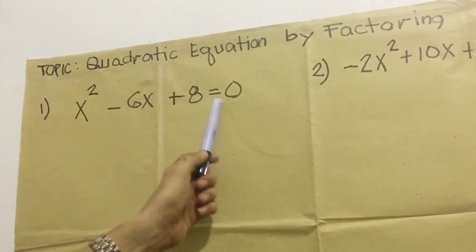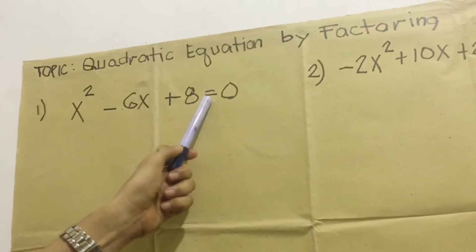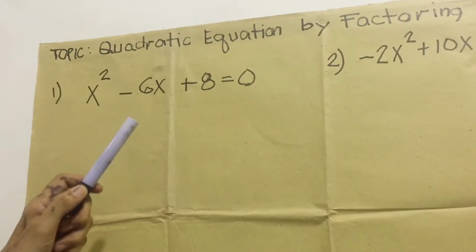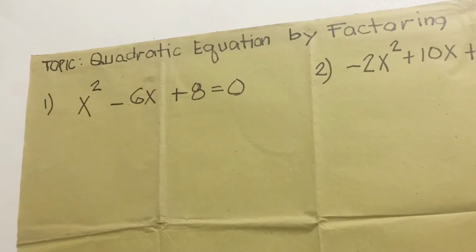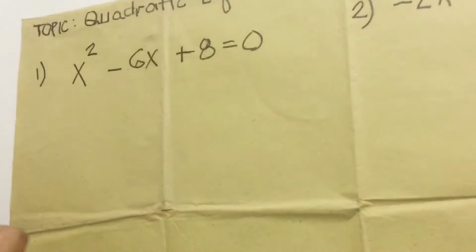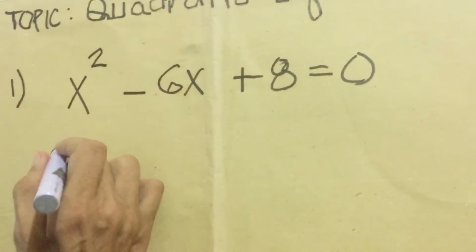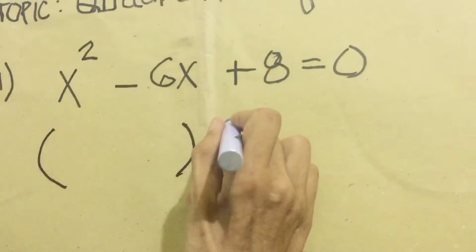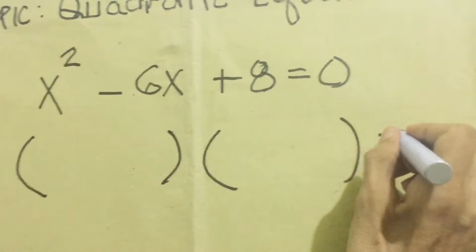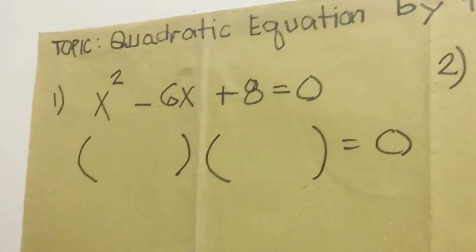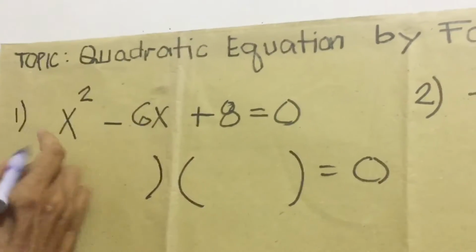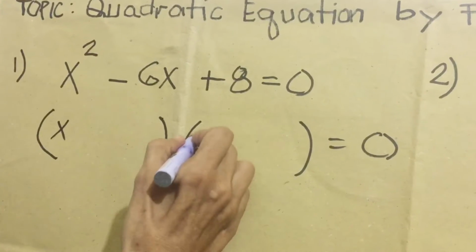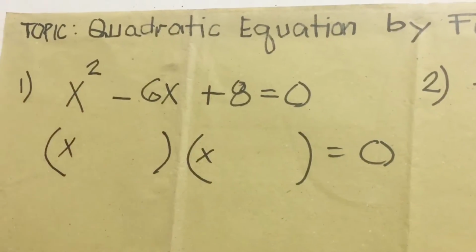This is called a quadratic equation because it uses an equal sign and the exponent is 2, which makes it second degree. Okay, let's find now. We're going to factor this quadratic equation. For a quadratic equation, we will use two parentheses equals to 0. First, what is the factor of x squared? So the factors are x and x because x times x equals x squared.